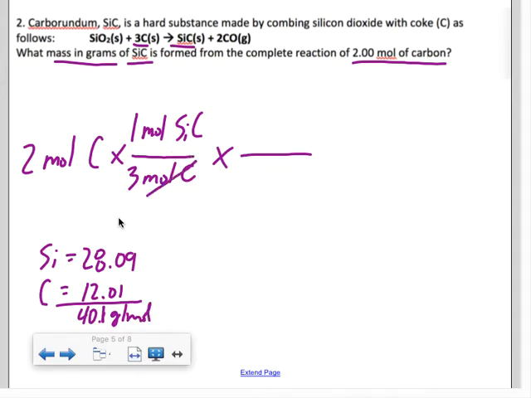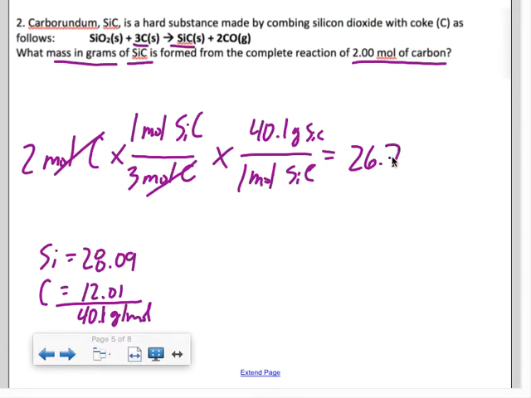So remember, my moles of SiC are going to cancel out. I'm in SiC, so that's going to go on the bottom. It's just going to be 1 mole. It's always going to be 1 mole when you're doing the molar mass. My molar mass of SiC goes on top. Punch this in the calculator: 2 times 1 divided by 3 times 40.1. You should get an answer somewhere around 26.7 grams of SiC.